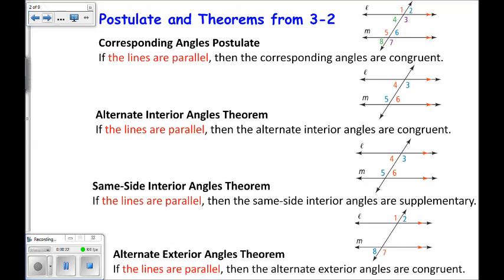So here are the theorems from our last section, and notice the pattern: if the lines are parallel, then the corresponding angles are congruent. Or if the lines are parallel, then the alternate interior angles are congruent. Now, if we found the converse of these, we would switch this and this. And so it would say, if the corresponding angles are congruent, then the lines would be parallel. The conclusion part of our statements would then be that the lines are parallel. So we'll look at the converse of this postulate and these 3 theorems, and that's the focus of our study in this section.